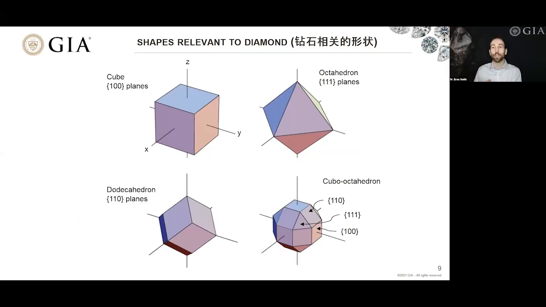In addition to the octahedron, diamonds sometimes show variations of other shapes, including the cube, dodecahedron, and cubooctahedron.